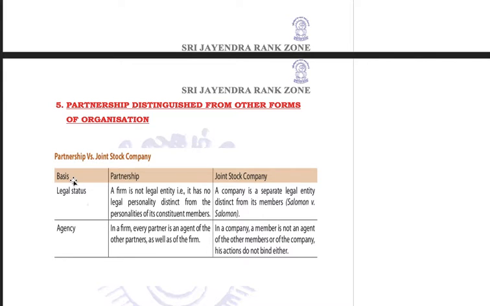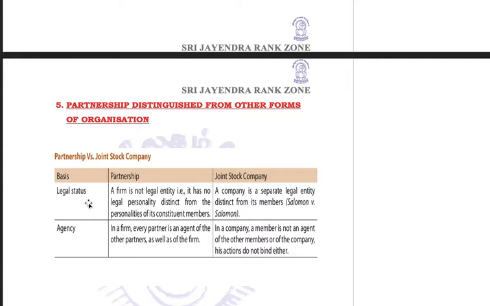First, we are distinguishing on the basis of legal status. Partnership: a firm is not a legal entity. It has no legal personality distinct from the personalities of its constituent members. Partnership firm has no legal entity like we discussed. It's not an artificial person. It is known by its members only. The face of the partnership is the face of the partners. That's it. This partnership has no face of its own.